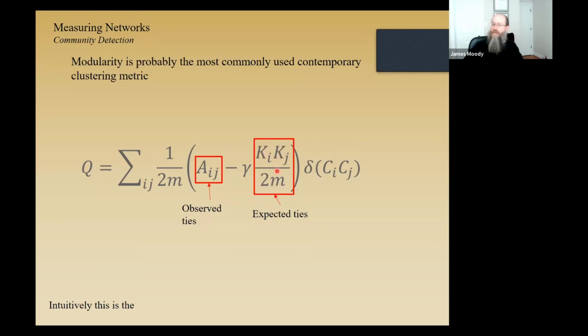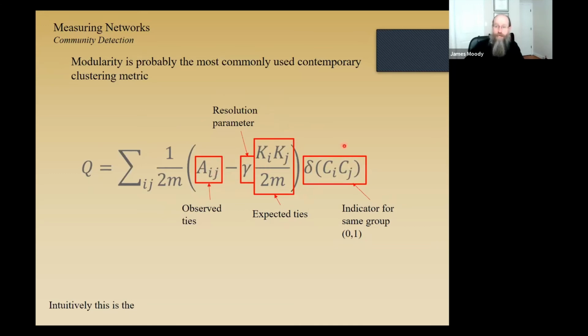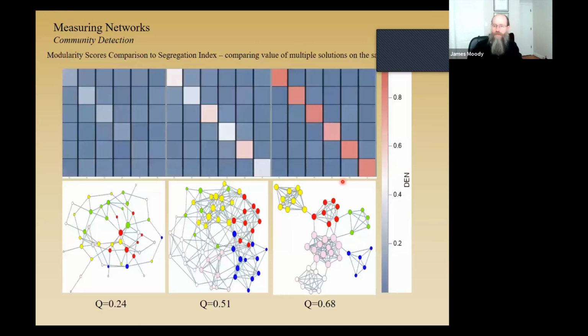This is the classic chi-square set. And so this is the observed value. This is the expected value. We subtract one from the other, right? Governed by a resolution parameter we're going to come back to. Ignore that for a minute. If they're in the same group, we add to the quality function. If they're not, they don't. So what's nice about this function then is that we're summing up the number of times we find people who are in the same group of each other above and beyond what we'd expect by random chance. And that's the fundamental quality that we care about, is do we find more ties within groups than we would expect by chance? And that's what this normalizing concept is.